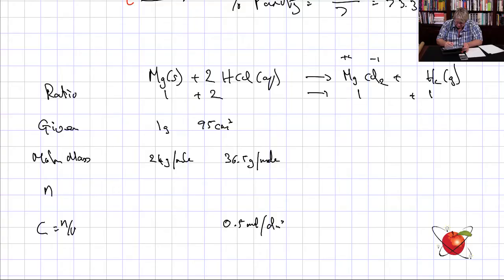We don't work in centimeters cubed, we've got to change that, right? Centimeters cubed, we're going up 1 step. Up means we divide. We're going to divide by 1,000, so that's going to be 0.095 decimeters cubed, right? Now, therefore, can we work out the number of moles of HCl?